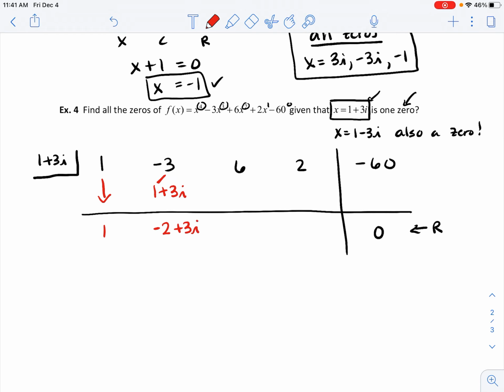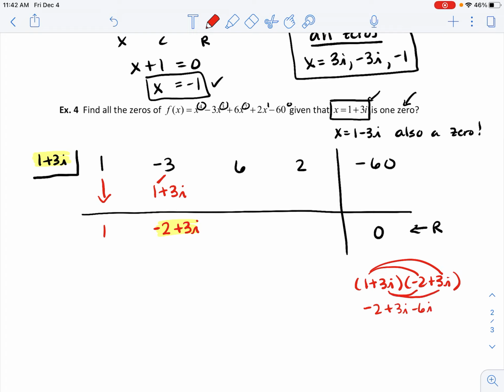Okay, now here's where it gets really gross. So look, I need to multiply the 1 plus 3i times negative 2 plus 3i. I'm going to go ahead and do that on the side because that's just kind of crazy. So let's do it right here. Let's do 1 plus 3i times negative 2 plus 3i. Let's take it nice and slow, okay? So 1 times negative 2, that's negative 2. 1 times 3i is 3i. Then you have 3i times negative 2, which is negative 6i.